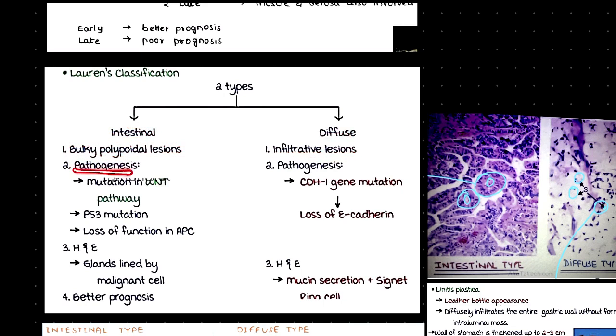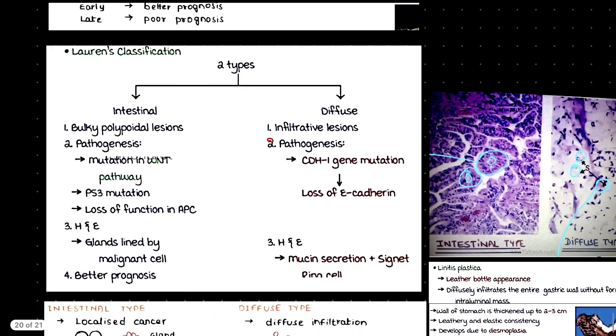Talking about pathogenesis of the intestinal one, it is mutation in the WNT pathway, right? Why WNT pathway? Because we mentioned that there was a loss in the APC gene, and this APC gene is our tumor suppressor gene, like our p53 gene. As there will be loss in the tumor suppressor gene, the WNT pathway will start, there will be mutation in the WNT pathway. As a result there will be epithelial proliferation, right?